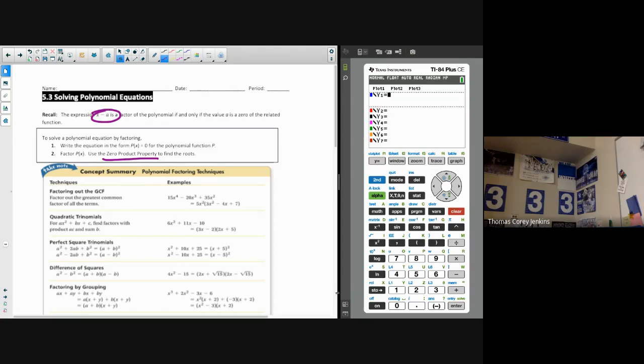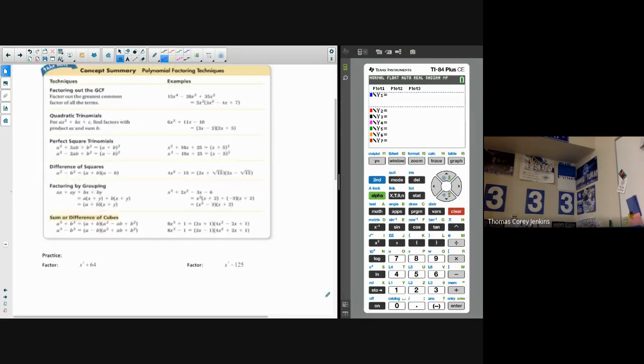There's a nice review of just the techniques of factoring. It's got your little shortcuts there and everything. So all of this is review from last chapter, so I'm not going to talk too much about it. It'll be covered in our examples.